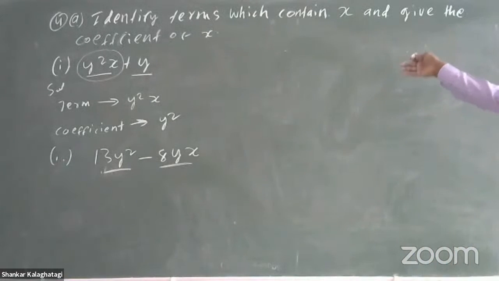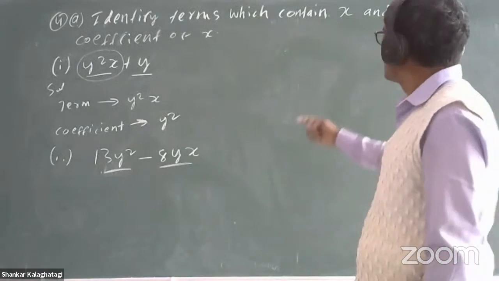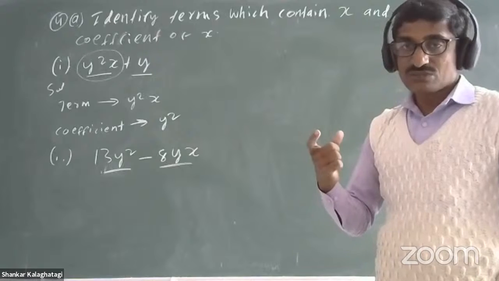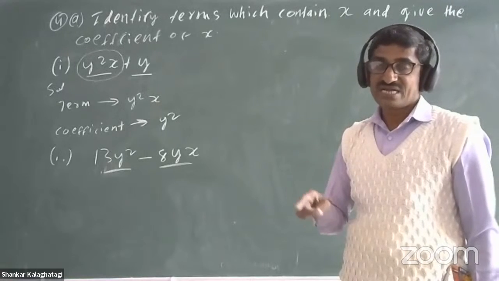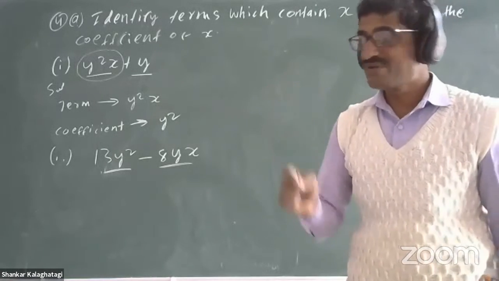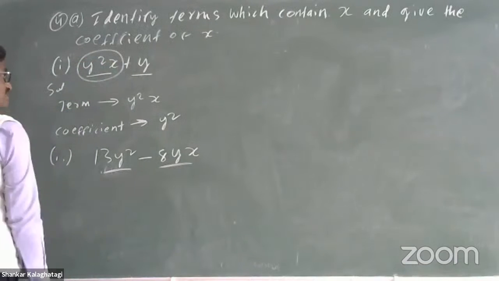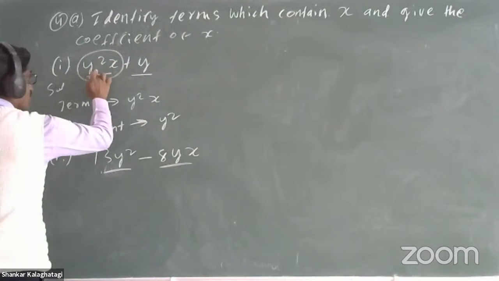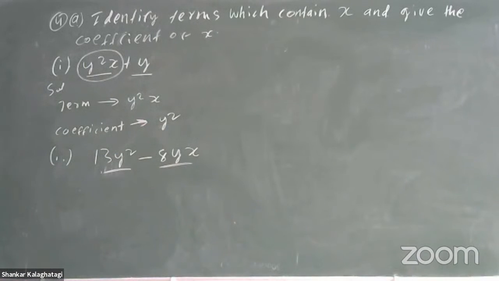Identify terms which contain x. Identify which term contains x. Then what he told: give the coefficient of x. So you have to identify the term which contains x, and write what the coefficients of x are. Now, this is the term which contains x, and the coefficient of x is y square here. So I have written coefficient y square here. Understood or not now at least? Yes, sir, understood. Next.